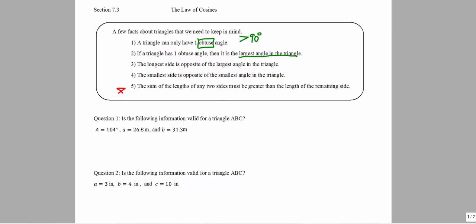The last one may not be intuitive, but it must be true that the sum of the lengths of any two sides must be greater than the length of the remaining side.